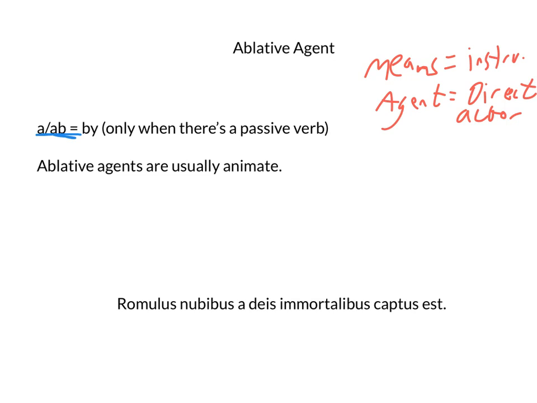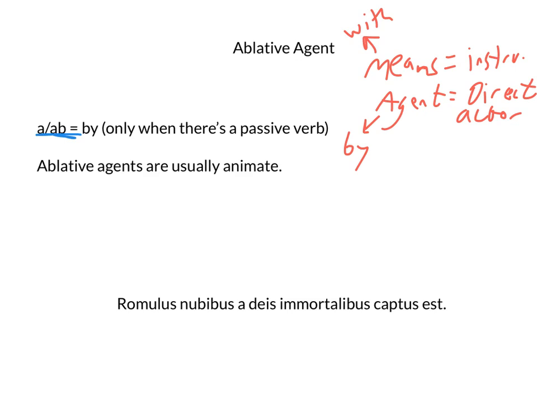But remember, means is usually going to be with, and agent is going to be by. However, I'll tell you, sometimes when I'm translating, I do see by as a nicer sounding translation for an ablative of means, so don't discount that can't happen, but I do like to make that distinction in my head to make sure it's very clear.